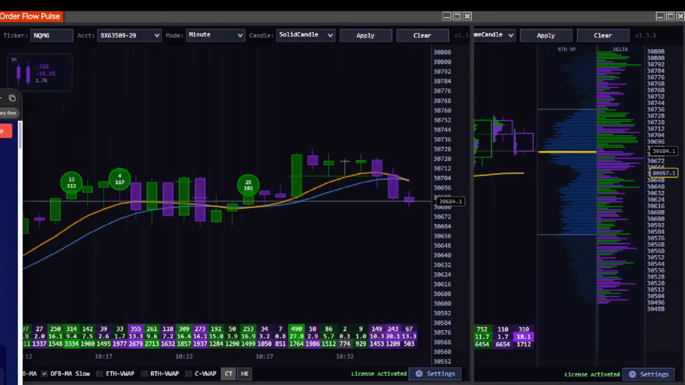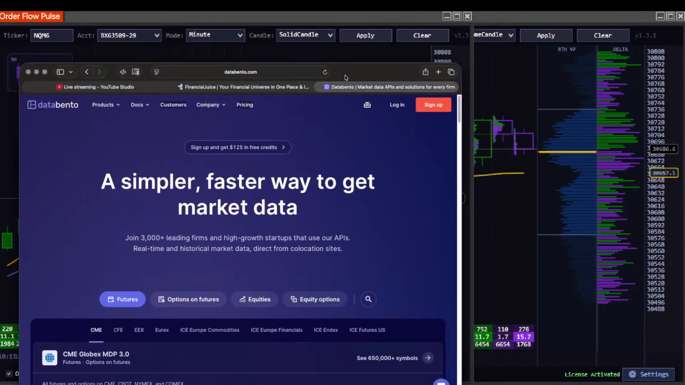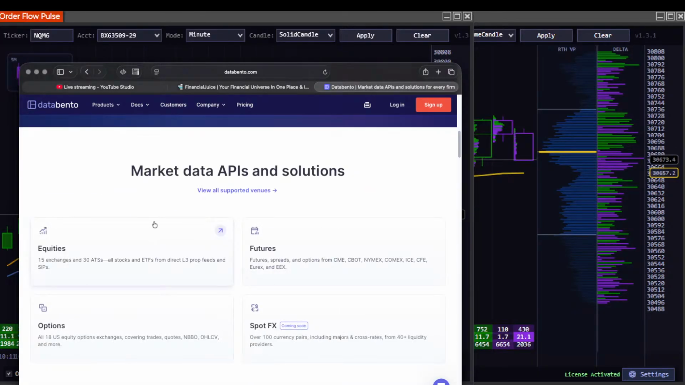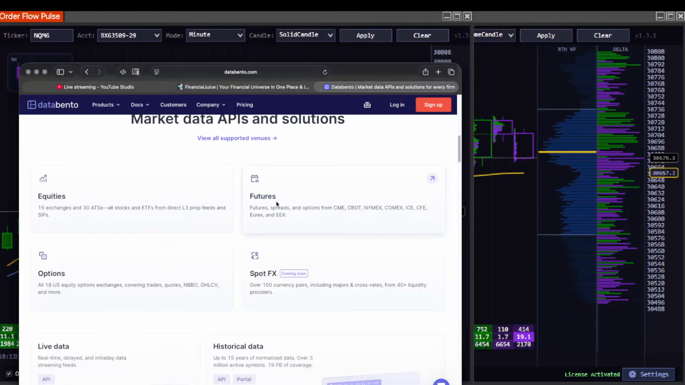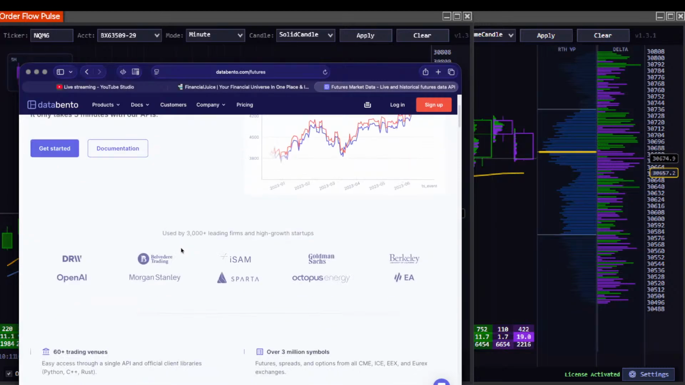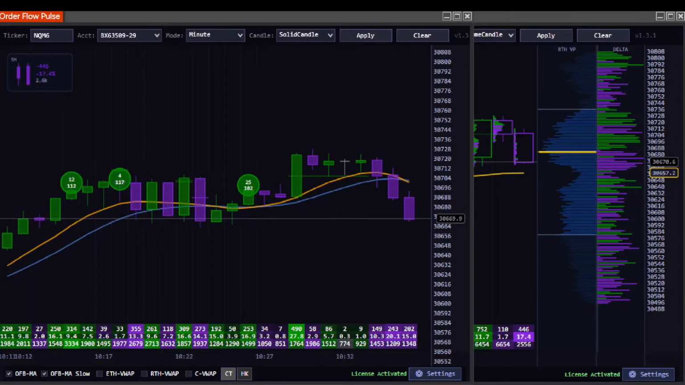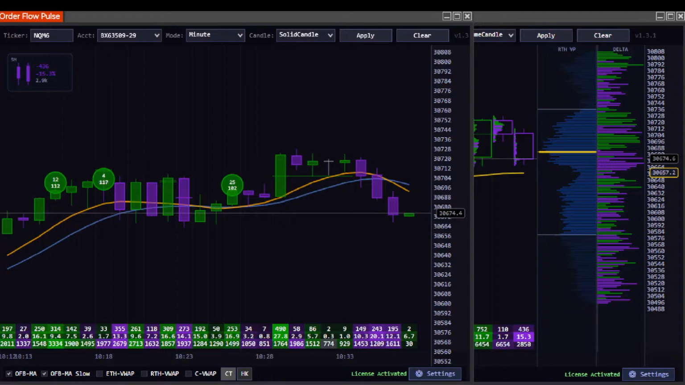If you want to do back testing, go to Databento and get your data, market data APIs and solutions. Get your data from these people. Futures data, get your data from here. If you're serious about back testing and you're serious about doing algo trading, it's a must to have good quality data. Databento gives you MBO, real time, intraday, streaming API.